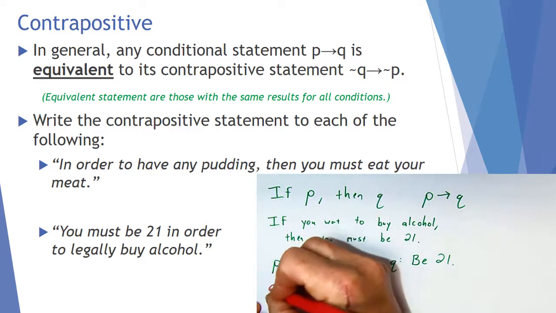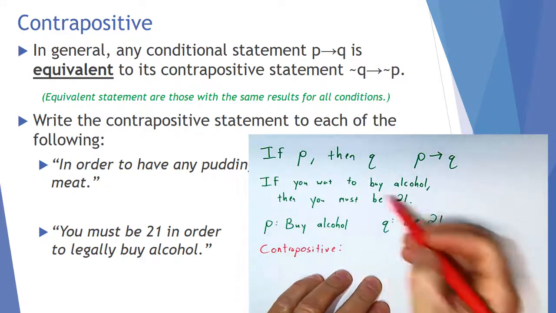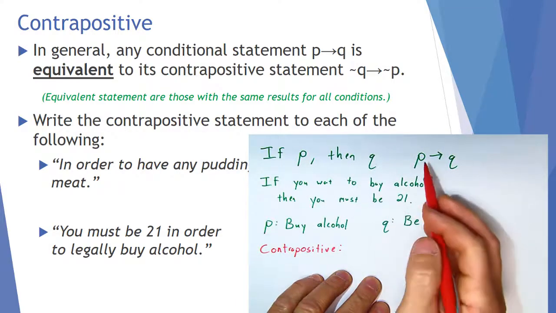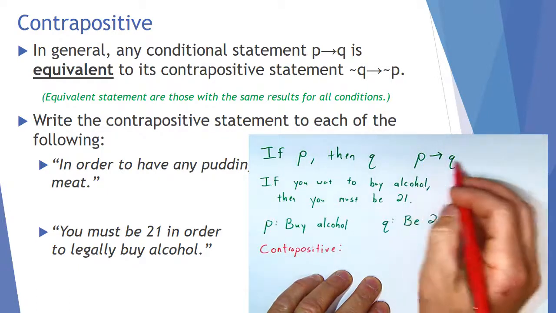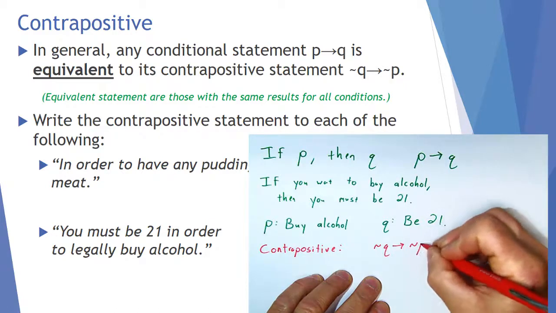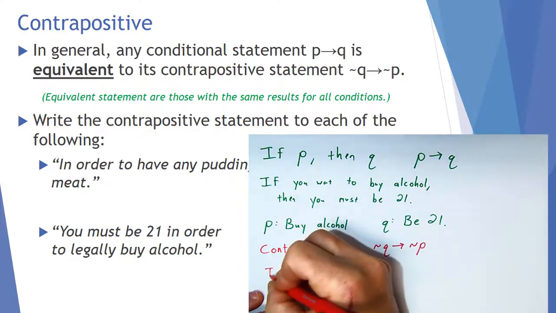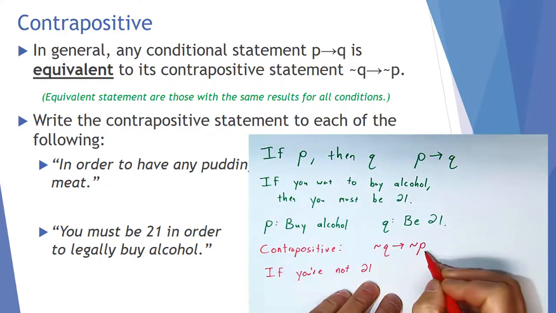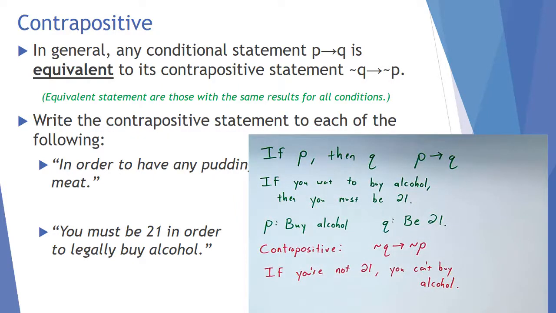So what would the contrapositive be? That's the question. Well, the contrapositive, without even thinking about our context here, will be the reversal of P and Q and negated. So instead of P implies Q, we're going to say not Q implies not P. Now what would that statement be? Not Q means if you're not 21, then not P. You can't buy alcohol. And you might say, well, that's just the same thing said in a different way.